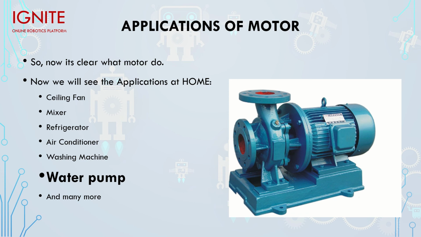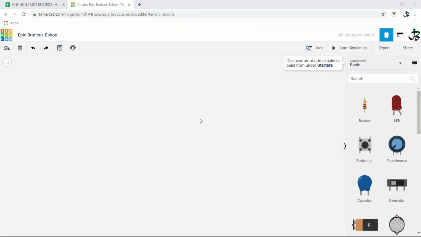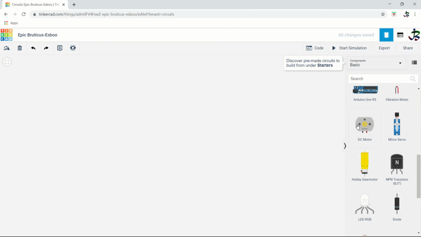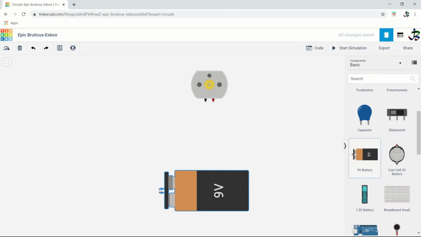Now we'll go to the software, and then we'll connect the motor with the battery and learn how to run the motor in the circuit. So we reach our software. We'll start with the first component, we'll take the motor. This is a DC motor which we are going to use for the connection. Now we can have the battery.